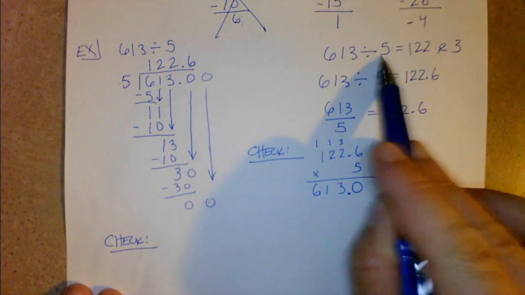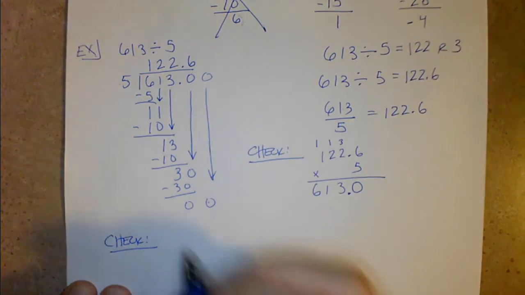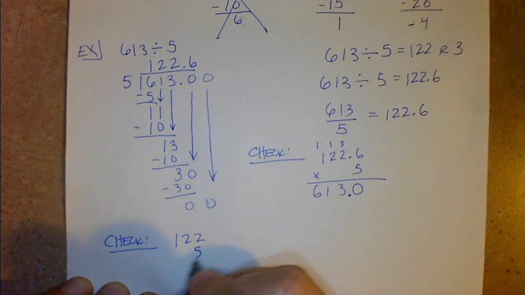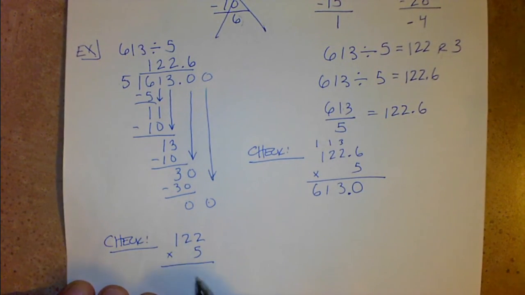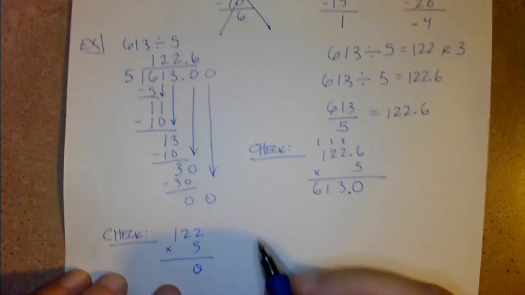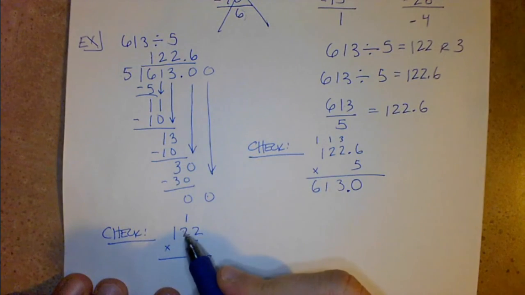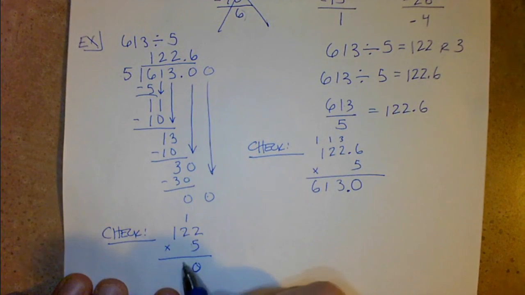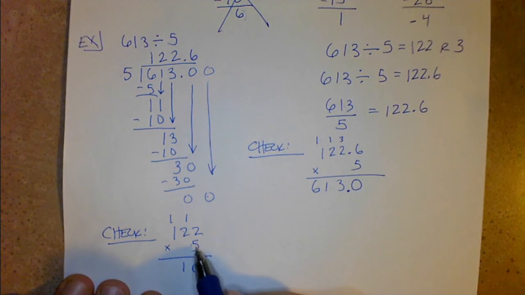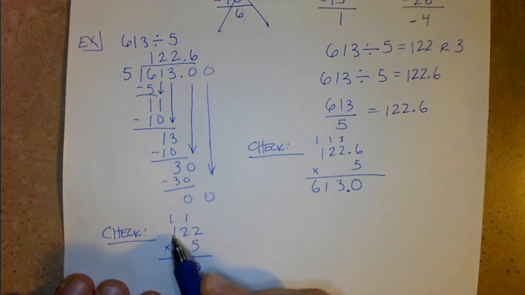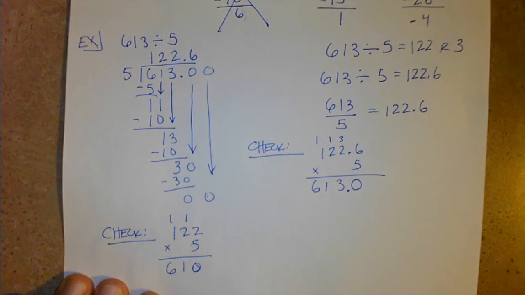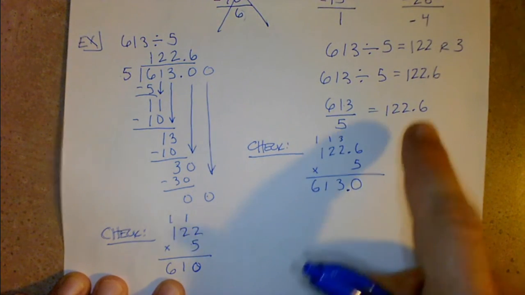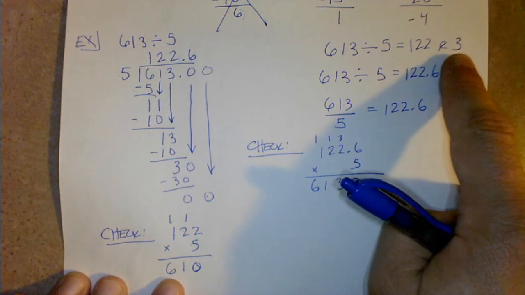Let's take 5 and multiply it by 122. 5 times 2 is 10, so I put a 0 here, carry the 1. 5 times 2 is 10, add this 1 up here, I get 11, carry the 1. 5 times 1 is 5, plus 1 is 6. Uh-oh, it didn't get 613. But that's okay, because that's what that remainder was.